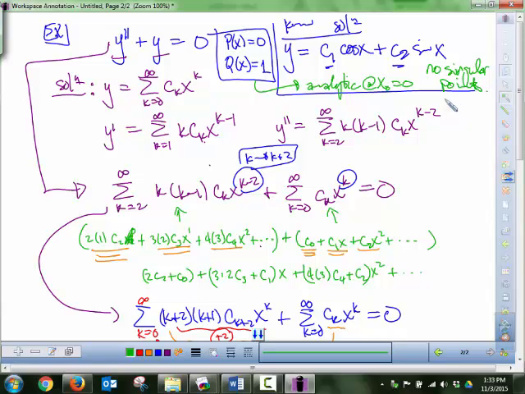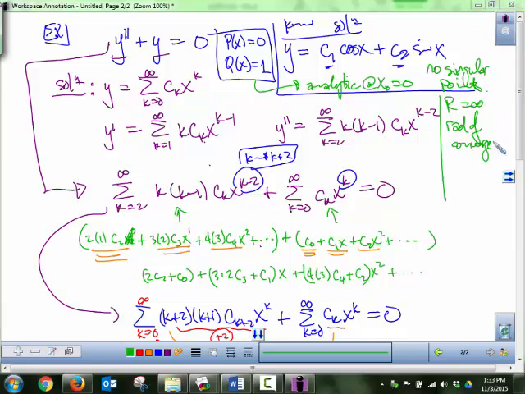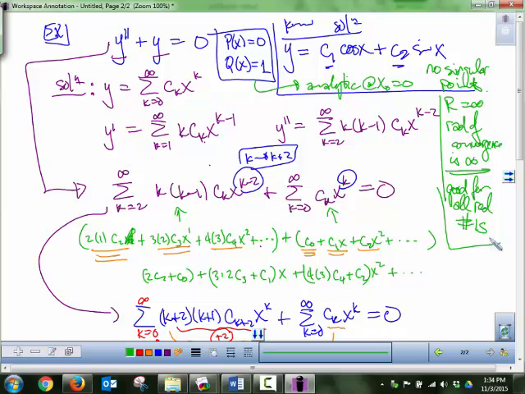So no singular points means r equals infinity, radius of convergence is infinity. So that means this must be good for all real numbers. Okay?